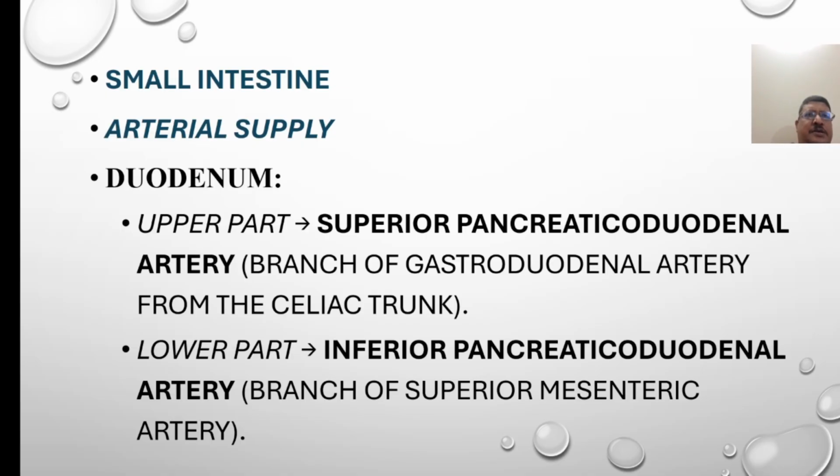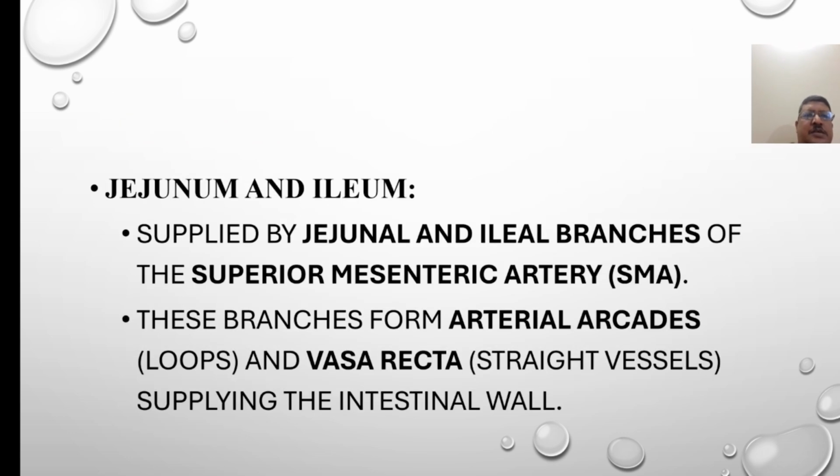pancreaticoduodenal artery, a branch of the gastroduodenal artery from the celiac trunk. Lower part, that is inferior pancreaticoduodenal artery, a branch of the superior mesenteric artery. Jejunum and ileum are supplied by jejunal and ileal branches of the superior mesenteric artery, SMA. These branches form arterial arcades, loops, and vasa recta, that is straight vessels supplying the intestinal wall.